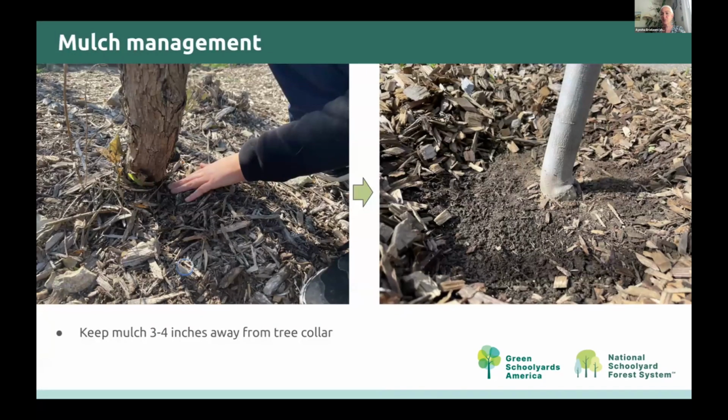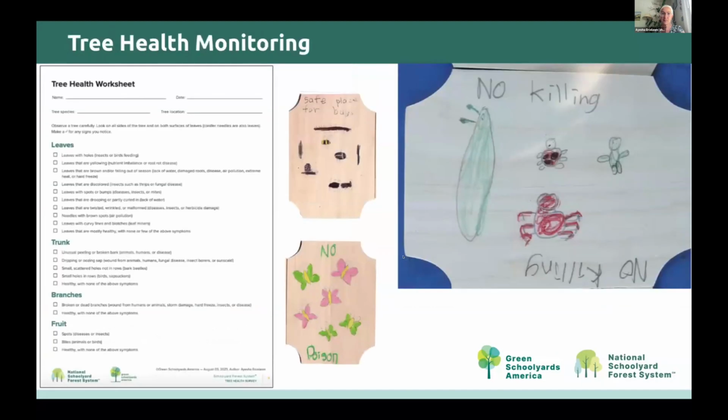Managing mulch is a simple task that all age groups can do. Here I'm showing, generally it's recommended that mulch not be right next to the tree collar, that base, but there be several inches kept clear to reduce pests and diseases. And this is something all students can help keep an eye on and learn about why they're doing this.